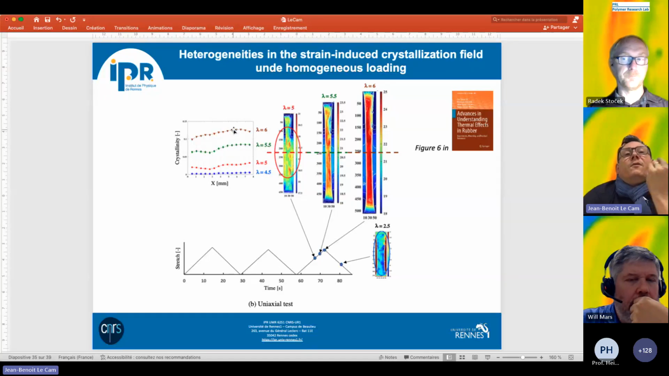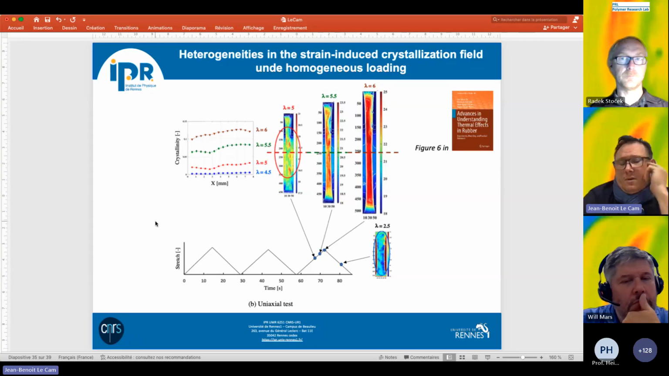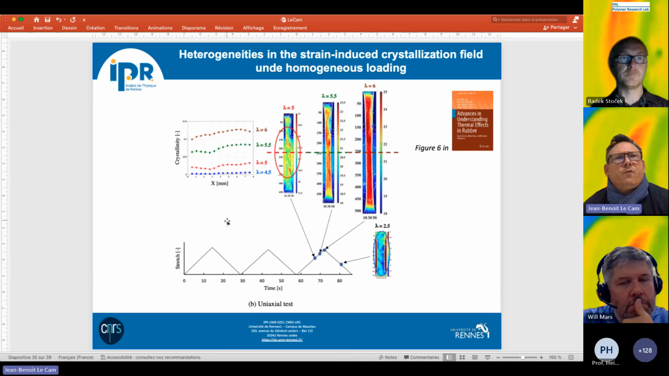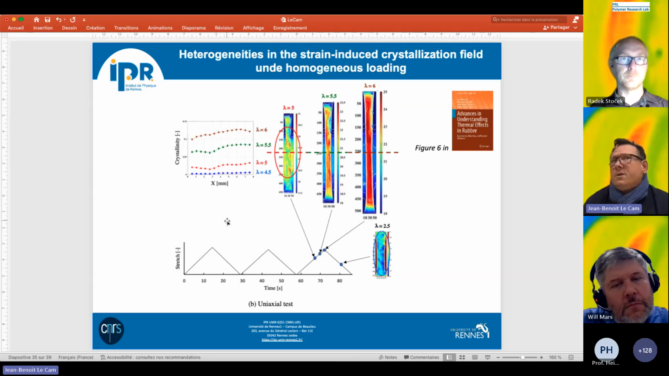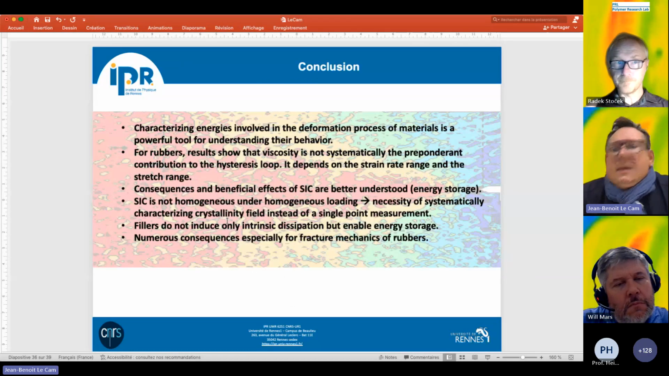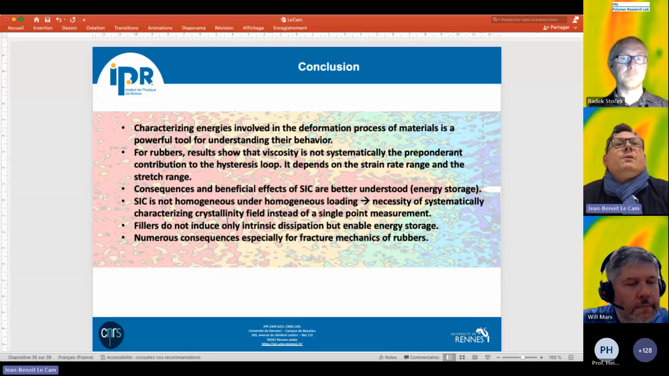And of course, this means that if we make the measurements at one point and another point, we can have a strong difference in the crystallinity. So this is another reason why such approaches, making calorimetry from temperature field measurements, are very interesting and a very powerful tool. So it's time now to conclude.